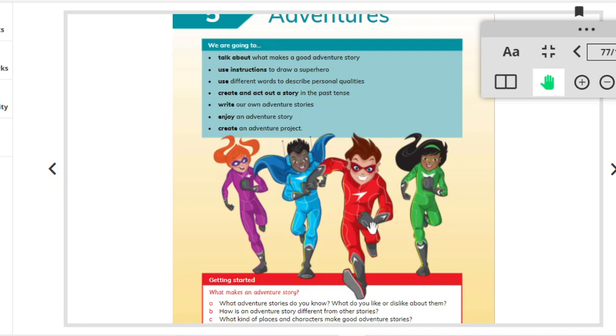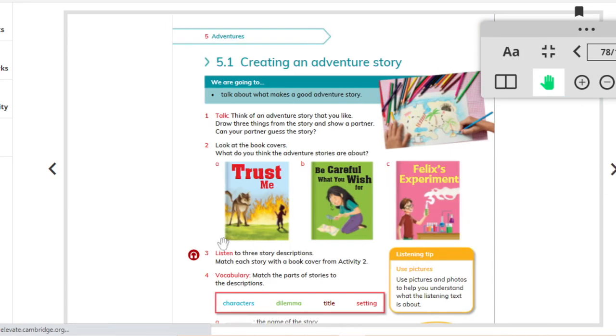Some people like adventure stories, some people don't. And it should have that thrill. You should be able to watch it and enjoy that action or the drama behind it.